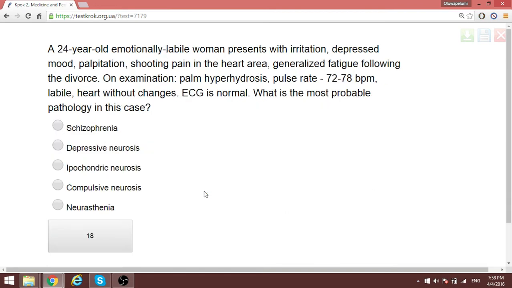We have almost the same presentation here. The patient is a 24-year-old emotionally labile woman. You see, attitude changes, ECG is normal. The most probable pathology, when they tell us about the emotion of the patient, because she was following her divorce, is also neurasthenia.